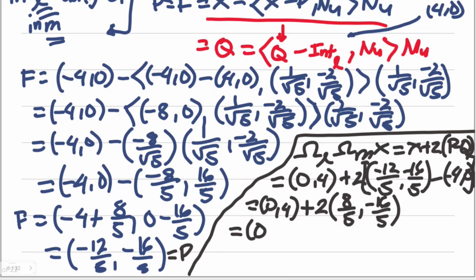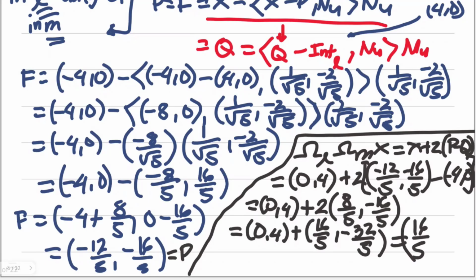You have (0, 4) plus twice that. You have 16 fifths, then negative 32 fifths. So your translation of X along line M is 16 fifths, and then 4 minus 32 fifths is actually 20 fifths minus 32 fifths, negative 12 fifths. This is the translation of X along line M, and it's in the fourth quadrant.